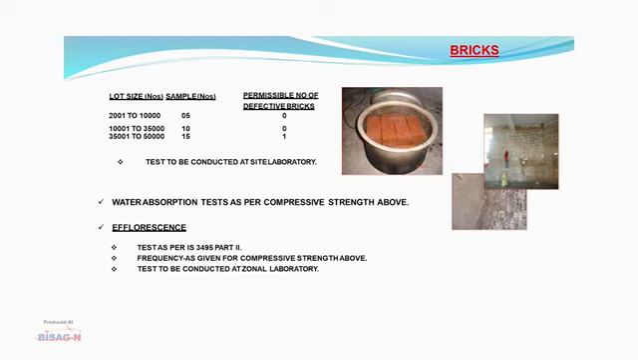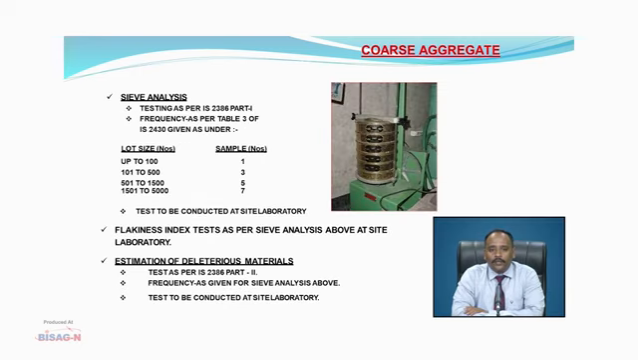Also, the check for efflorescence has to be carried out as per IS 3495 Part 2. The frequency will be the same as listed before. Also, tests have to be carried out at the zonal laboratory randomly. Coming to the aggregate, for the coarse aggregate, the sieve analysis test has to be carried out as per specifications given in IS 2386 Part 1.